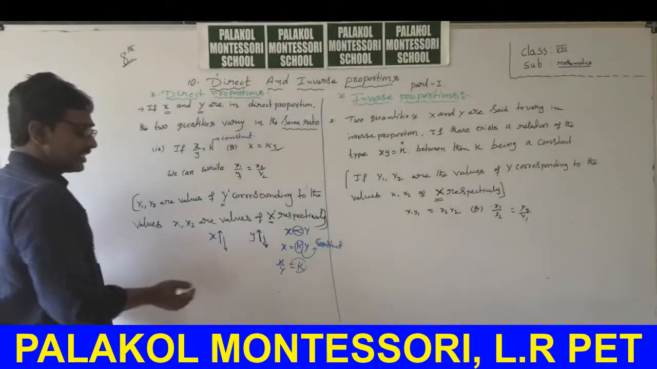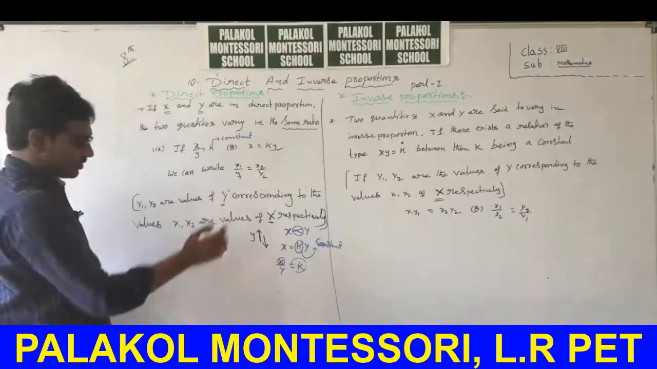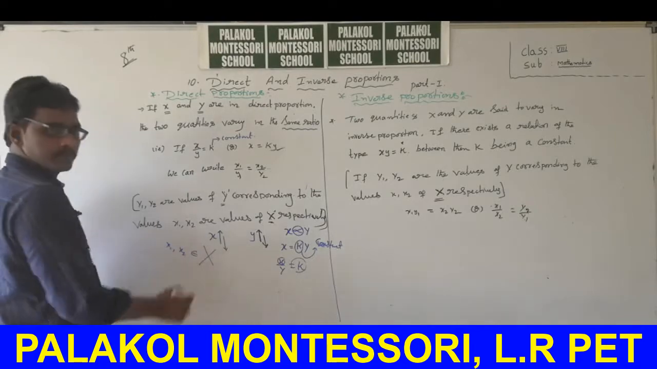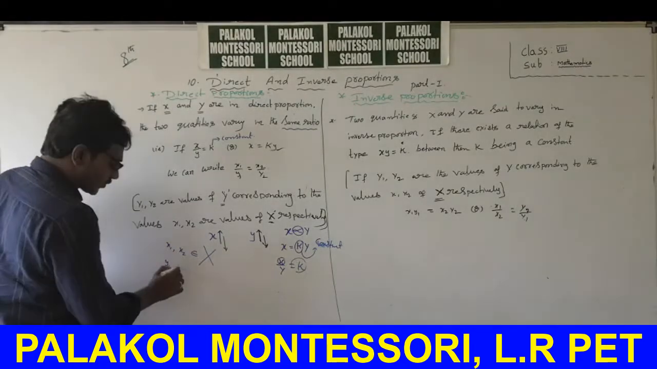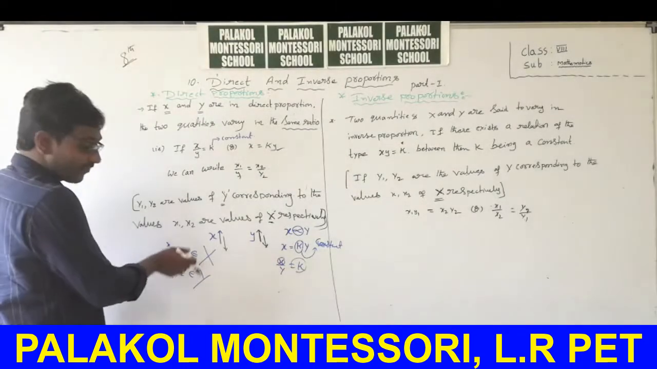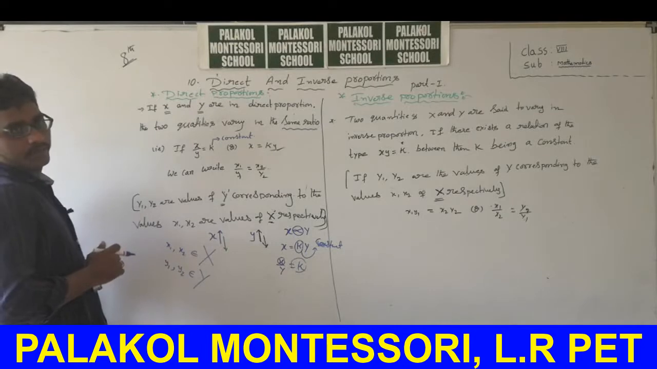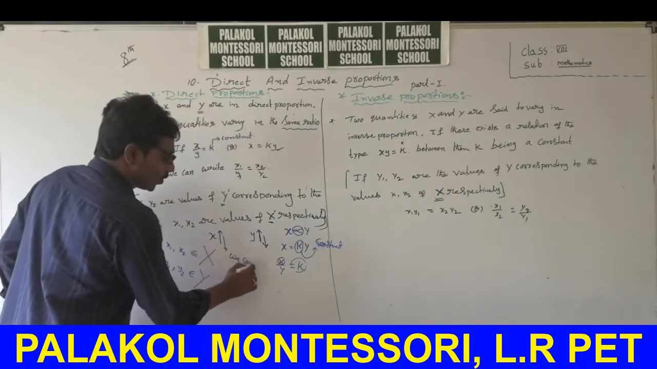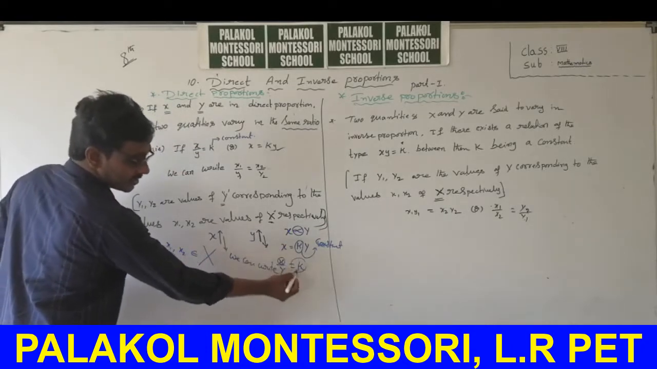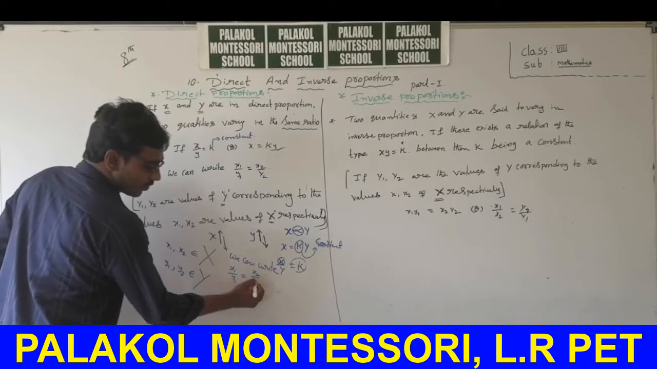Now guys, in this x, I take two corresponding values, that means small x1 and small x2 belong to capital X. Small y1 and small y2 belong to capital Y. That means x1, x2 are the values of capital X, and y1, y2 are the corresponding values of Y. That you can write, guys: x1 by y1 equal to x2 by y2.